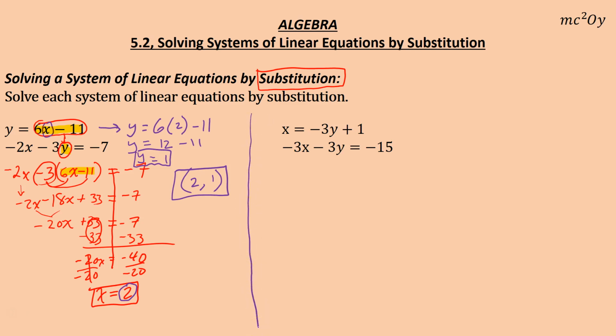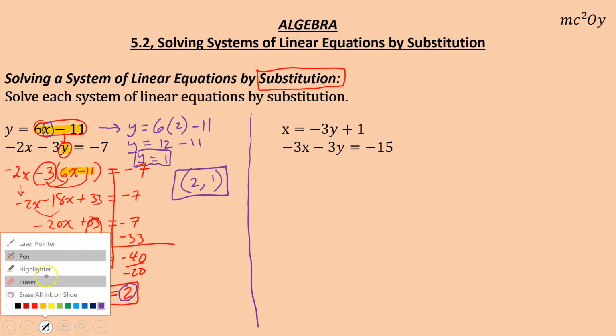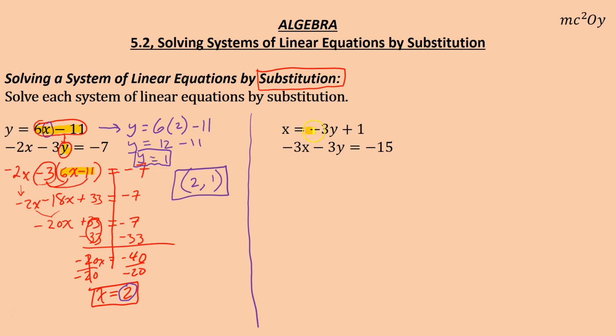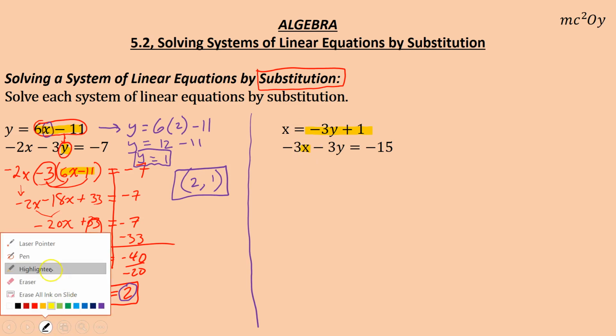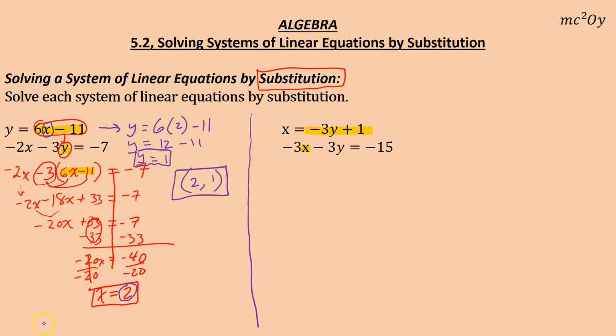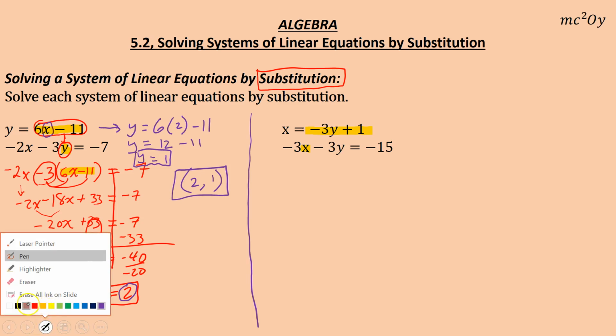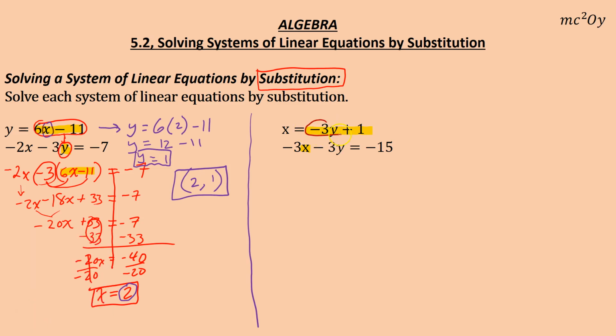All right. So let's go ahead and try another one here. So looking at this equation, I recognize that I have x equals negative 3y plus 1. So since x equals that, I can substitute that in for x right here. Okay, and like I said earlier, I like to use a situation where I actually circle what I'm going to substitute and show where I'm going to substitute.